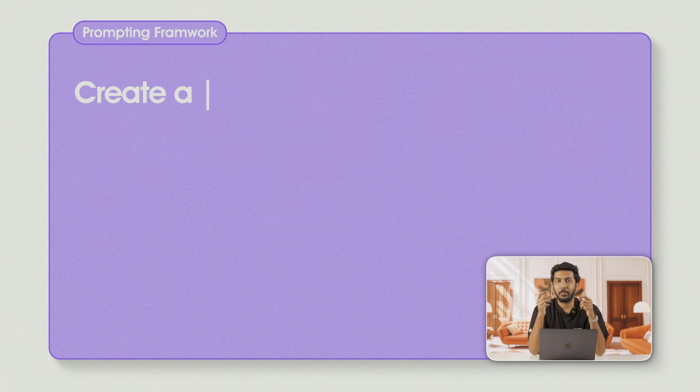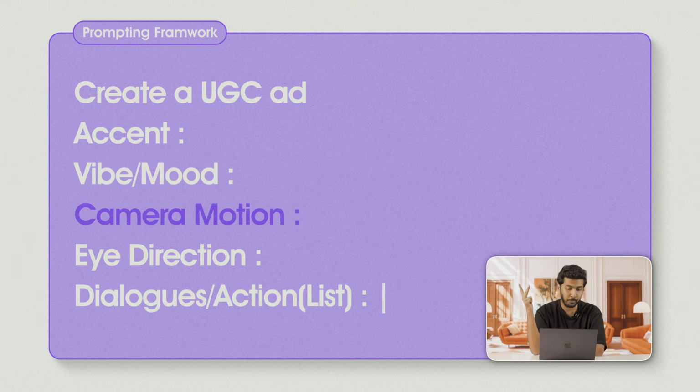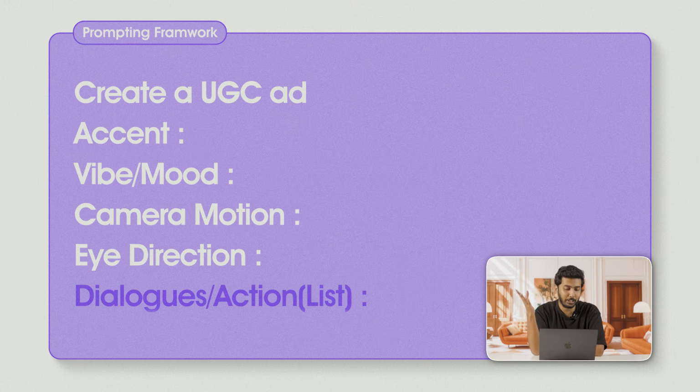Okay, so this is the second prompting framework I'm going to be teaching you in this video. Pay attention. I'm going to read out the prompt. Create a UGC ad, and we have a bunch of parameters over here. We have accent, vibe/mood, camera motion, eye direction, dialogue/action, and in brackets, we have list written. I'll tell you exactly what that means in just a bit.